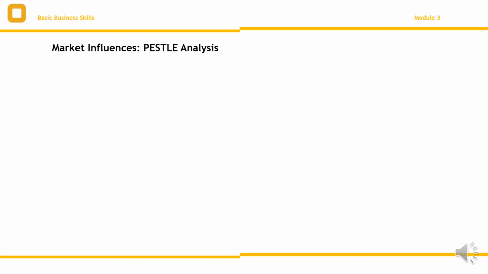The market is also influenced by what we refer to as a PESTLE analysis. A PESTLE analysis refers to the macro environment, which is the external environment of the business or of an organization. PESTLE stands for political, economical, social, technological, legal, and ecological. So, as a business person, you need to understand each of these factors and how they relate to your business.